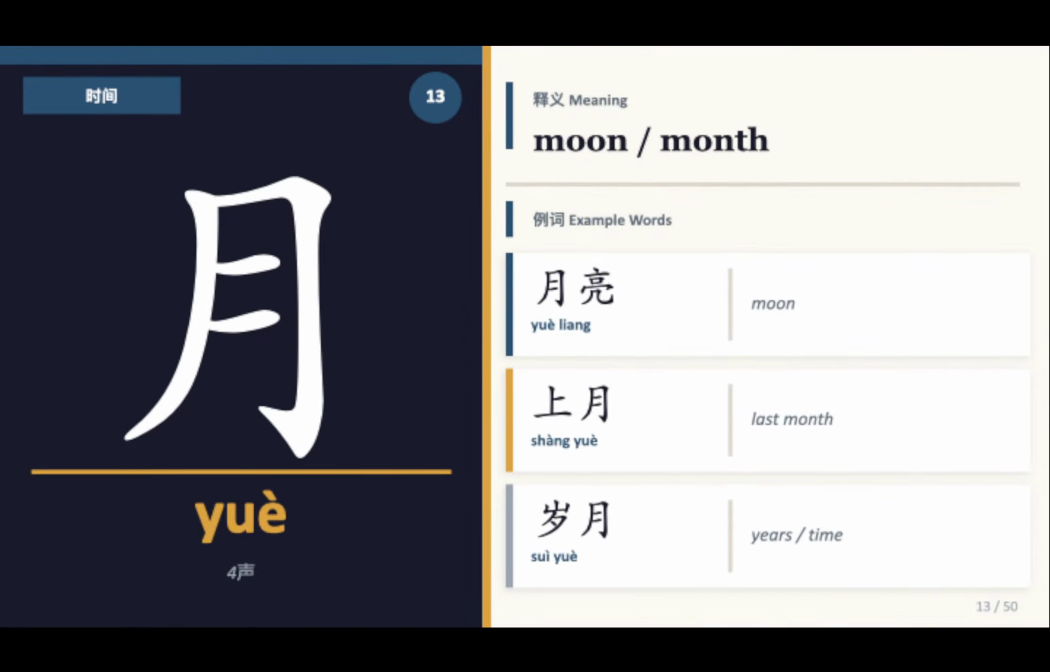Okay, so the next one we have the moon. So after the sun, we have the moon. 月, so 月亮 is the moon, 月亮. 上个月 is last month. 岁月 is years or time.